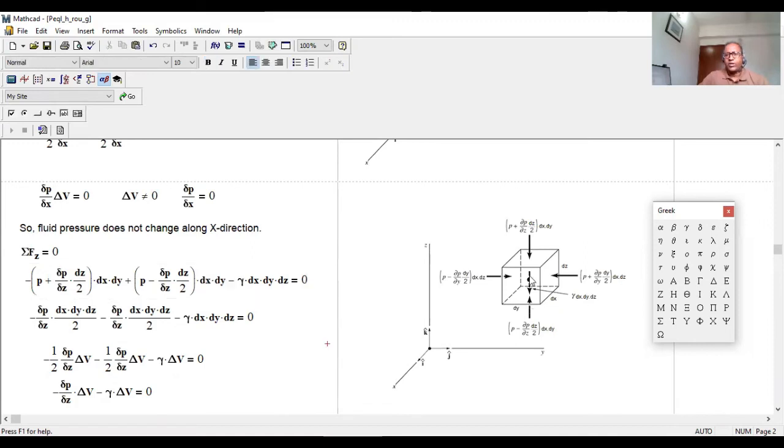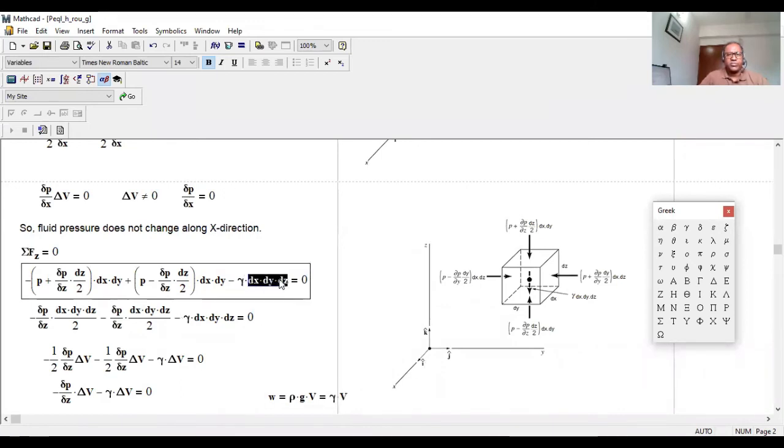Now, the weight of the object is working downward. So how will we get the weight? Weight W will be equal to mass multiplied by g, that is rho times volume times g. Now g and rho together is called gamma, the specific weight of the fluid. So instead of g rho, I can put gamma times volume. This is the weight. So the weight of this fluid element works downward, in the negative z direction. So this is gamma, this is volume, dx, dy, dz.